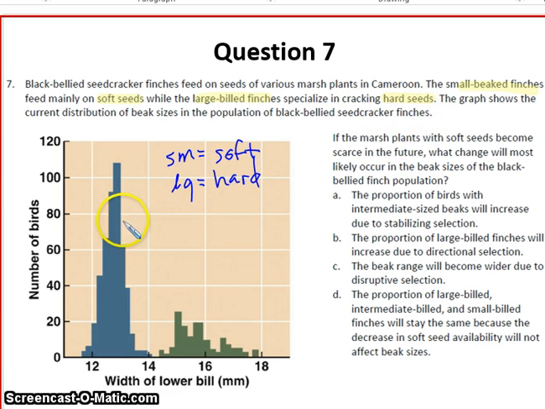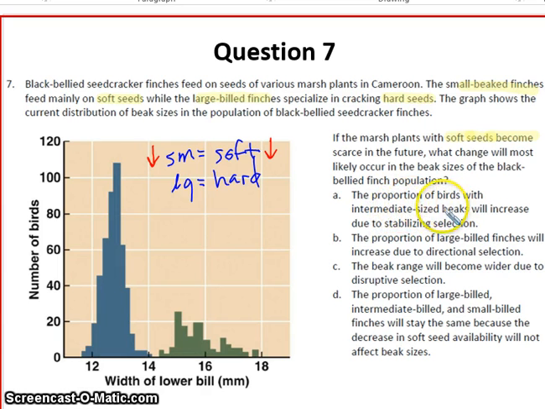This graph is showing this connection. Just from the graph, we can see here's the number of birds over here. The width of the bill tends to be, right now, fairly small compared to a large width. But the question says, suppose soft seeds become scarce. So we know we have soft seeds versus hard seeds, and the soft seeds become scarce. If I were to make that analogy over here, I'd say, okay, the soft seeds become scarce. What would I deduce from that? Then I would expect the small beak birds to become less numerous as well. It said, what will most likely occur in the beak size of the black-bellied finch population?